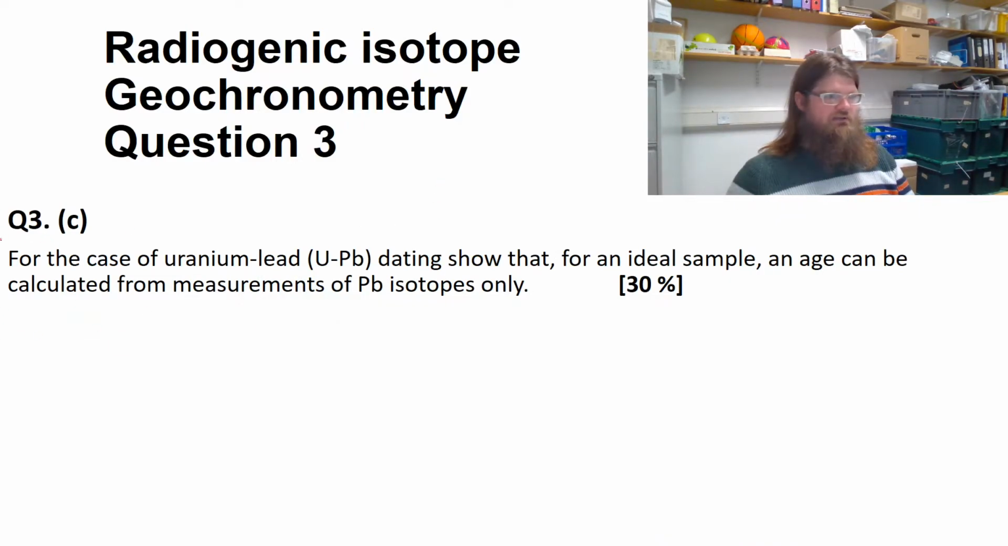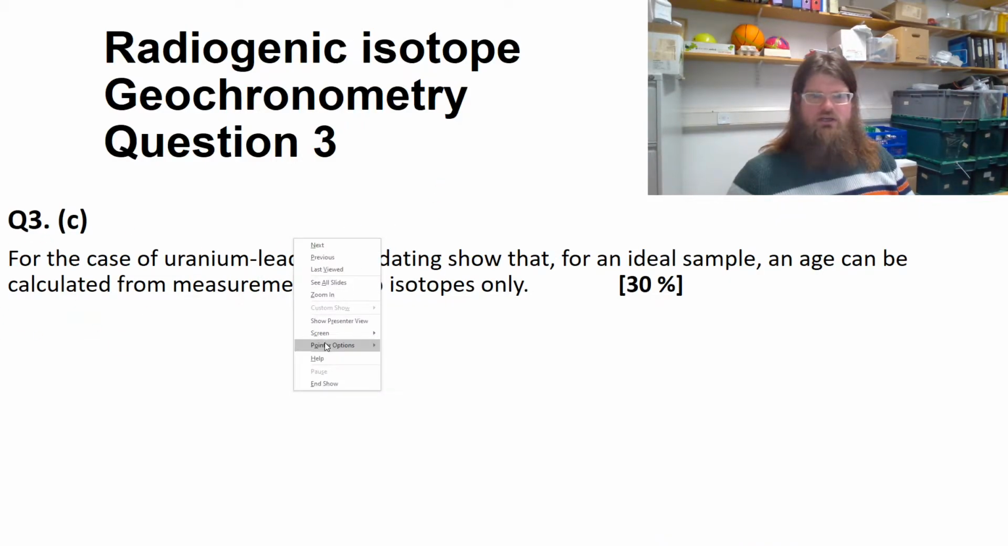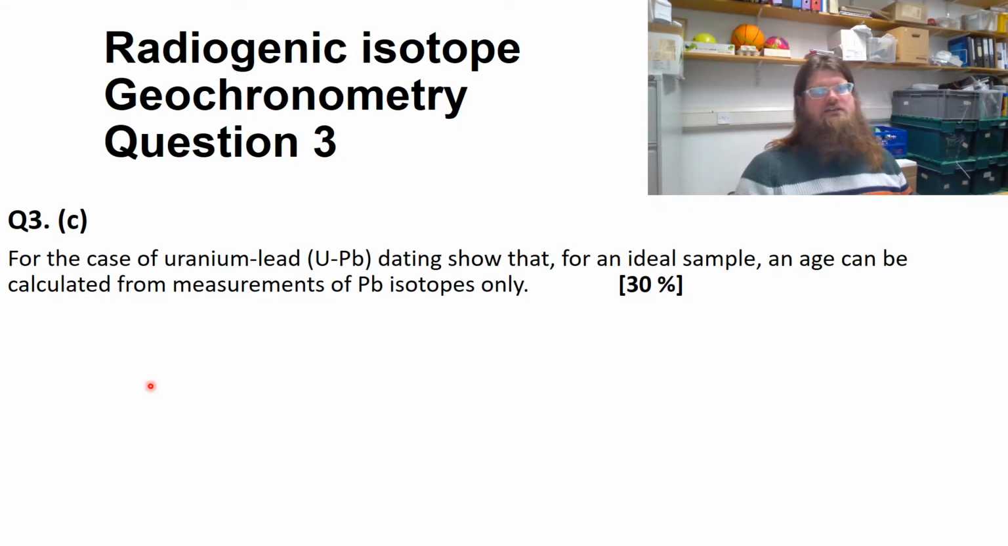Okay, so for uranium-lead dating, show that for an ideal sample, an age can be calculated from measurements of lead isotopes. So we'll come back to that phrase, an ideal sample.